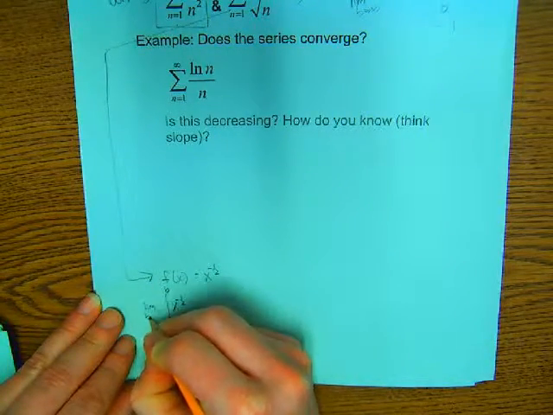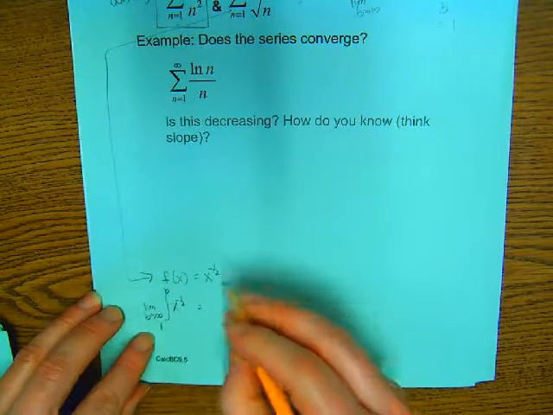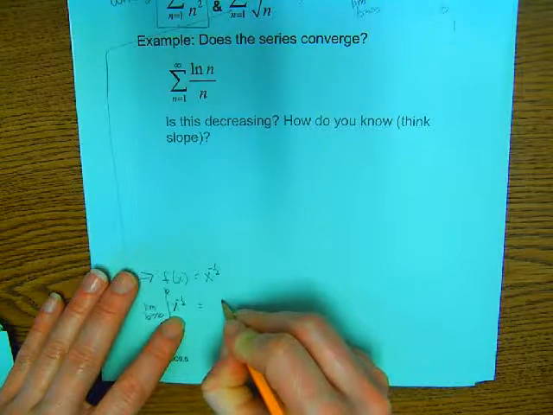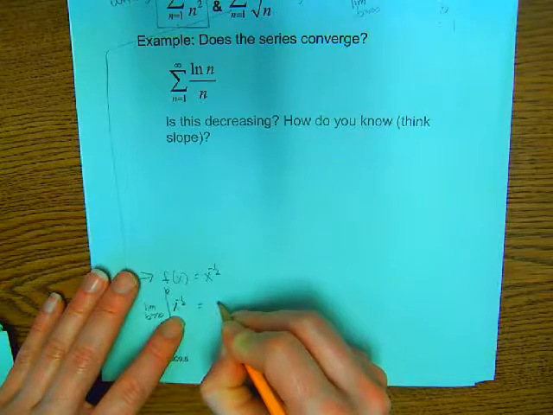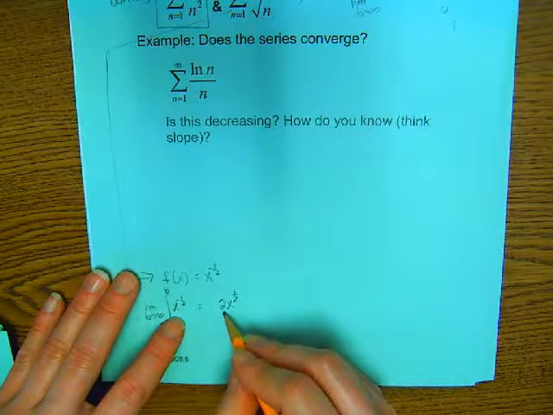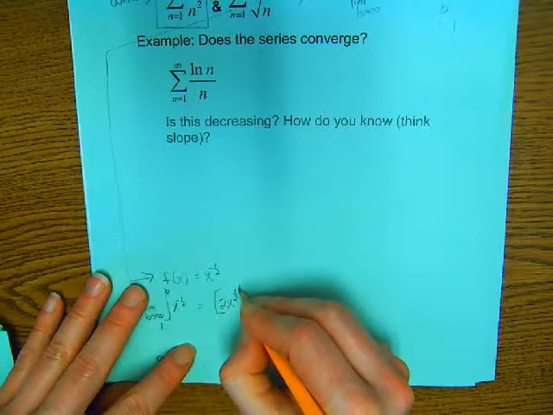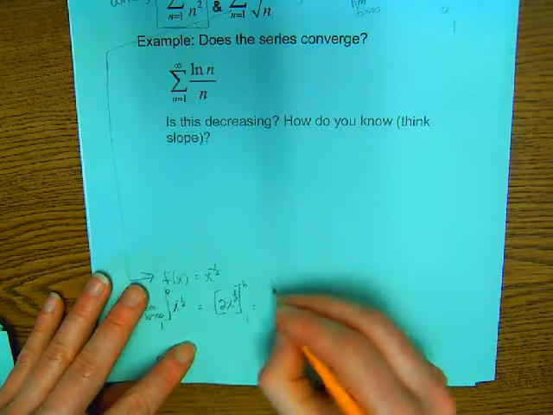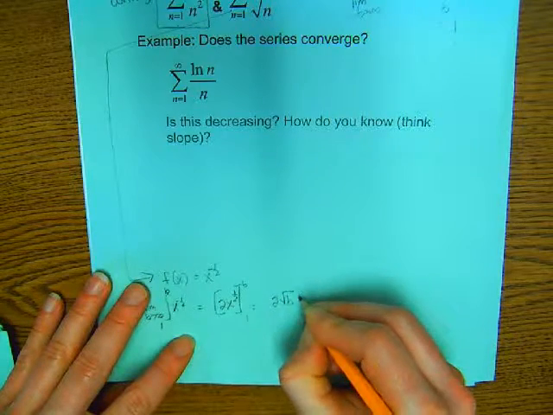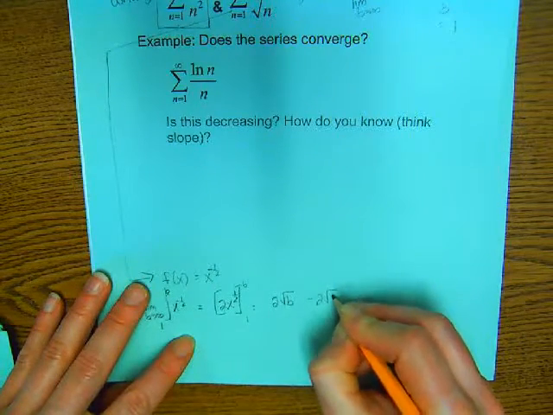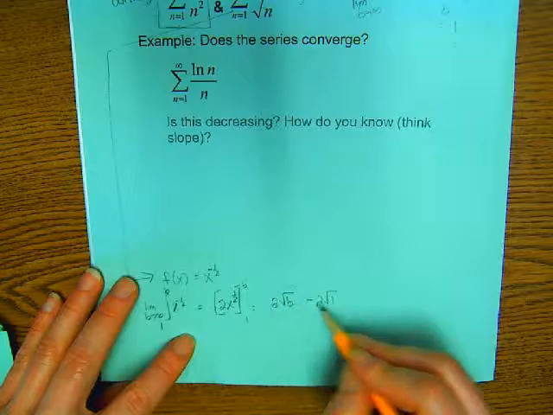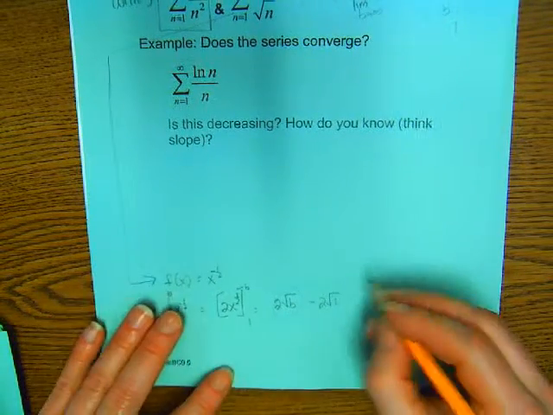Okay, so let's see. The integral of x to the negative 1/2 is going to be 2x to the 1/2, I believe. Yep. And then from 1 to b is going to be 2 times the square root of b minus 2 times the square root of 1. As b goes to infinity, it doesn't matter. This is a growing function. Doesn't matter that I'm subtracting 2. This is going to go towards infinity. So this diverges.